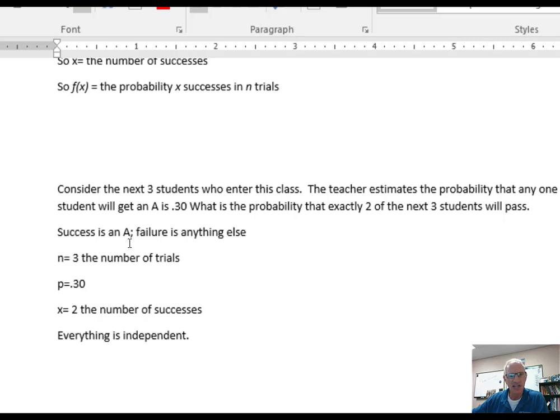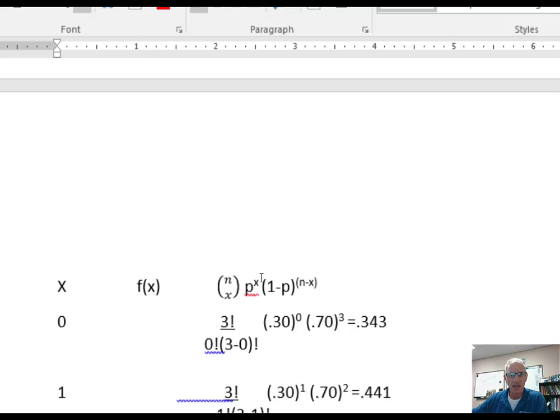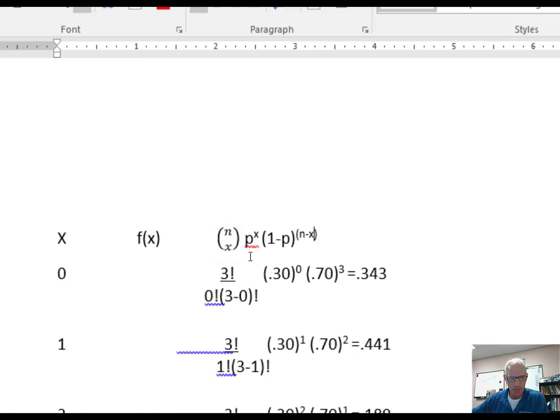The success is an A, failure is everything else. n equals the number of trials, which is 3 students. p is the probability, 0.3, that's given. And the number of successes we're interested in is exactly 2. And everything else is considered independent. So let's walk through these numbers. Again, n choose x times the probability of a particular sequence of trial outcomes, p to the x, 1 minus p, to the n minus x, with x successes in n trials.